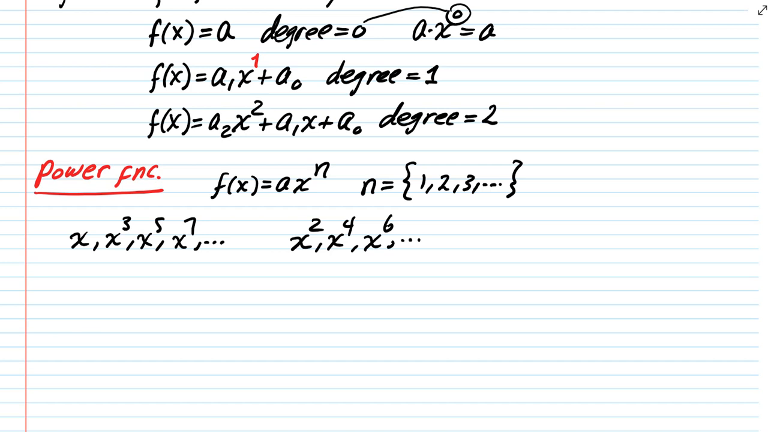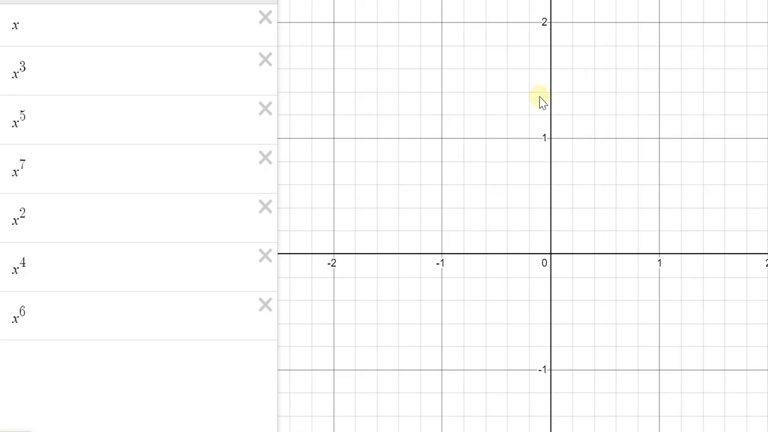Okay, now let's take a closer look at the behavior of these power functions. For that I'm going to go to my graphing utility here. So let me pause here and jump to my graphing utility. All right, so here I am. Now I'm going to graph these functions. Notice, by the way, to the left I have x, x cubed, x to the 5th, x to the 7th. And then I have those with even exponents: x squared, x to the 4th, x to the 6th. It can go on indefinitely.